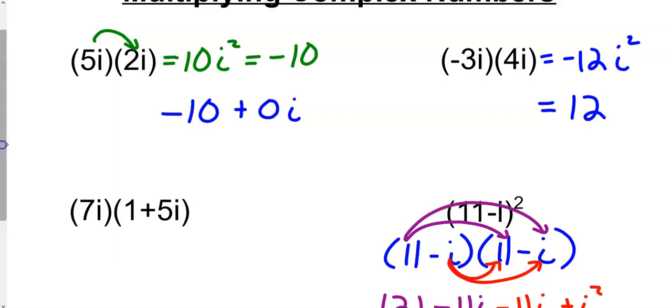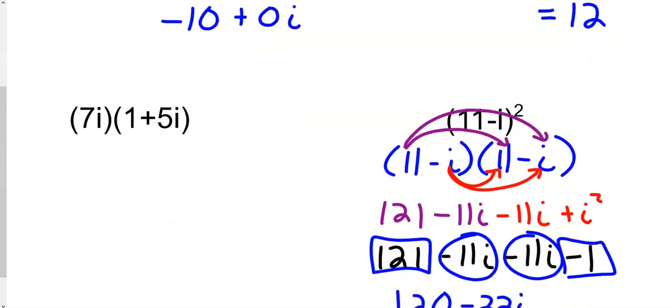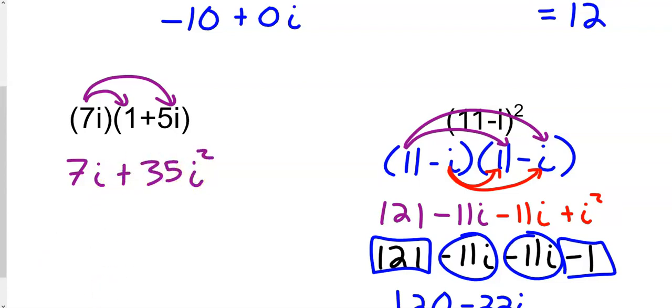And then last but not least, in the multiplying, so we're right here, all this is just a distributive problem. So you're going to take 7i times the 1, which gives you 7i. And you're going to take 7i times the 5i. Well, 7 times 5 is 35 i squared, because i times i is i squared. Go ahead, take care of your i squared, which makes the 35 now negative.